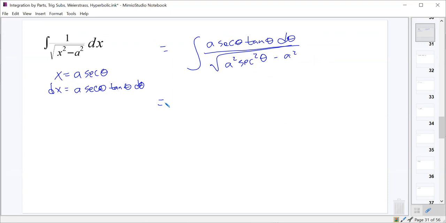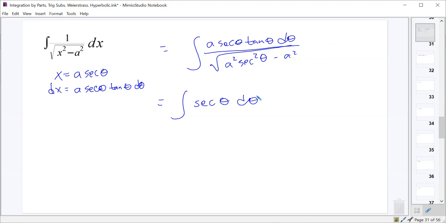And what does that give us? First off, we can factor the a squared out and pull it out of the square root, which gives us just an a, which will cancel with the a in the numerator. So we have no constants left. And then we got secant theta tangent theta. And then this is secant squared minus 1, which becomes tangent squared, and then we square root that to become tangent, which will cancel with the other tangent. So effectively, all we end up with here is just an integral of secant theta d theta.